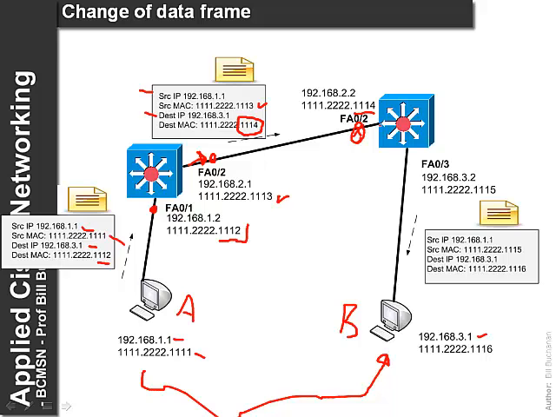When it is received here, the switch will then look up and find that node B is actually on one of its ports. It will then do a rewrite to change the destination MAC address to be 116 and the source MAC address to be 115. The source and the destination IP addresses will stay the same.